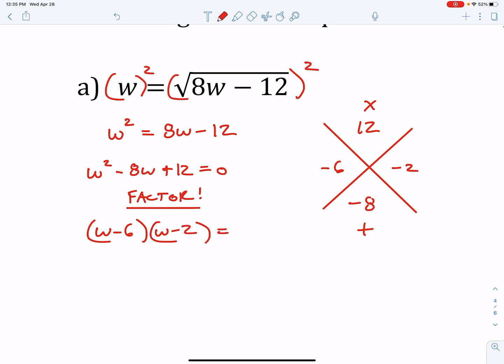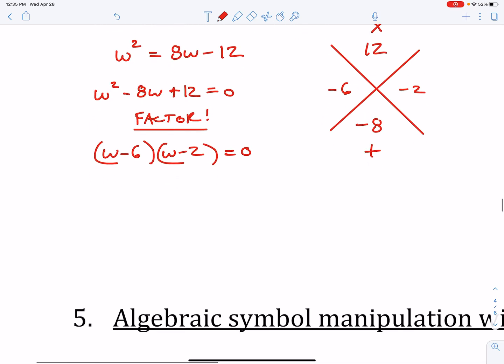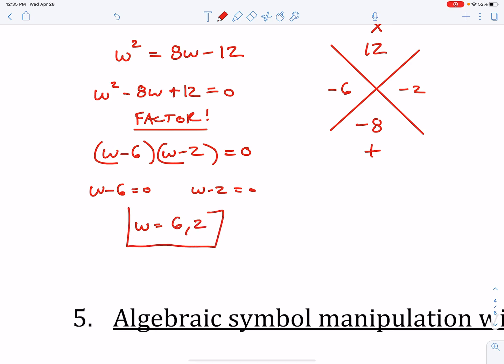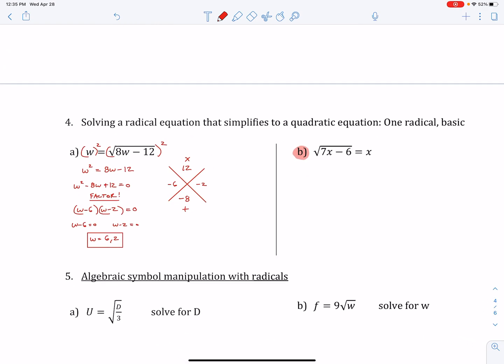And what you want to do from here, if you recall, because this is all review now at this point, you want to set them both equal to 0. W minus 2 equals 0. Thus, our w equals 6 and 2. Perfect. Just when we thought factoring was maybe done, it comes back again.